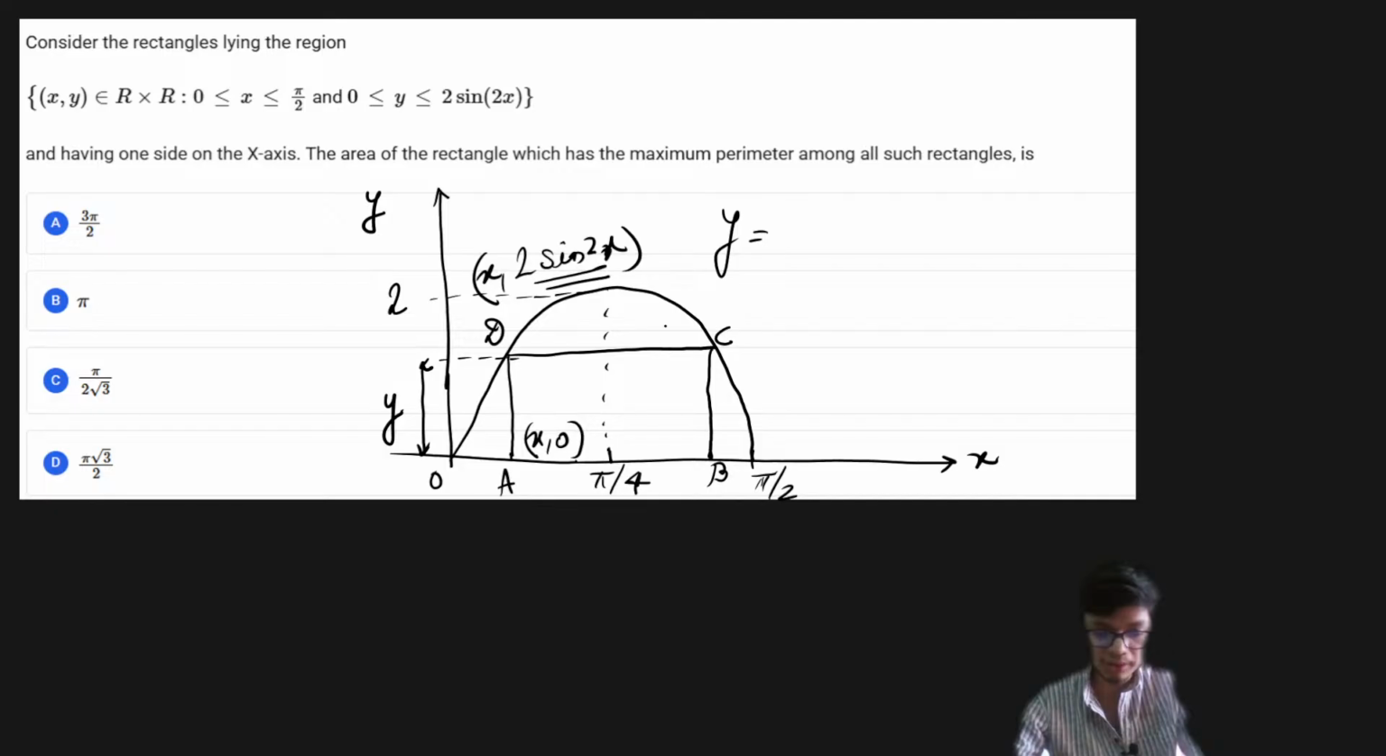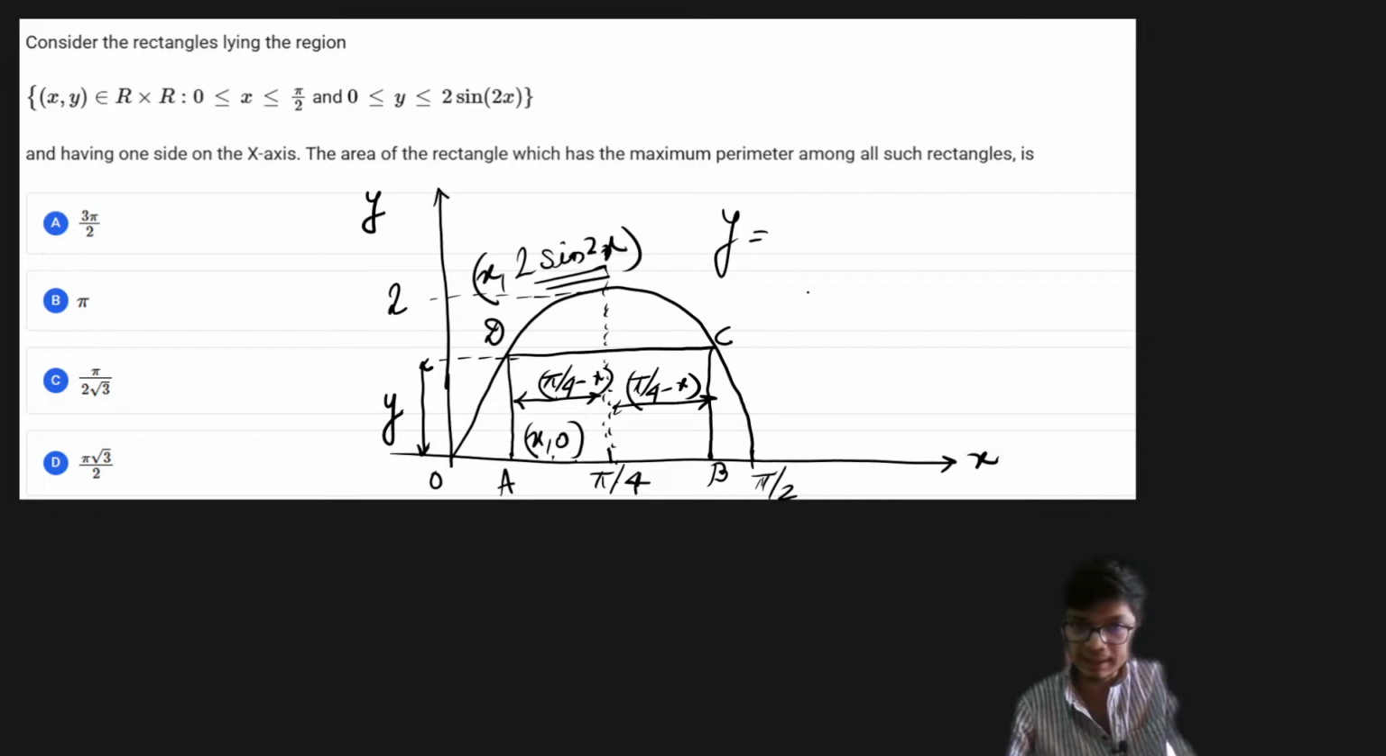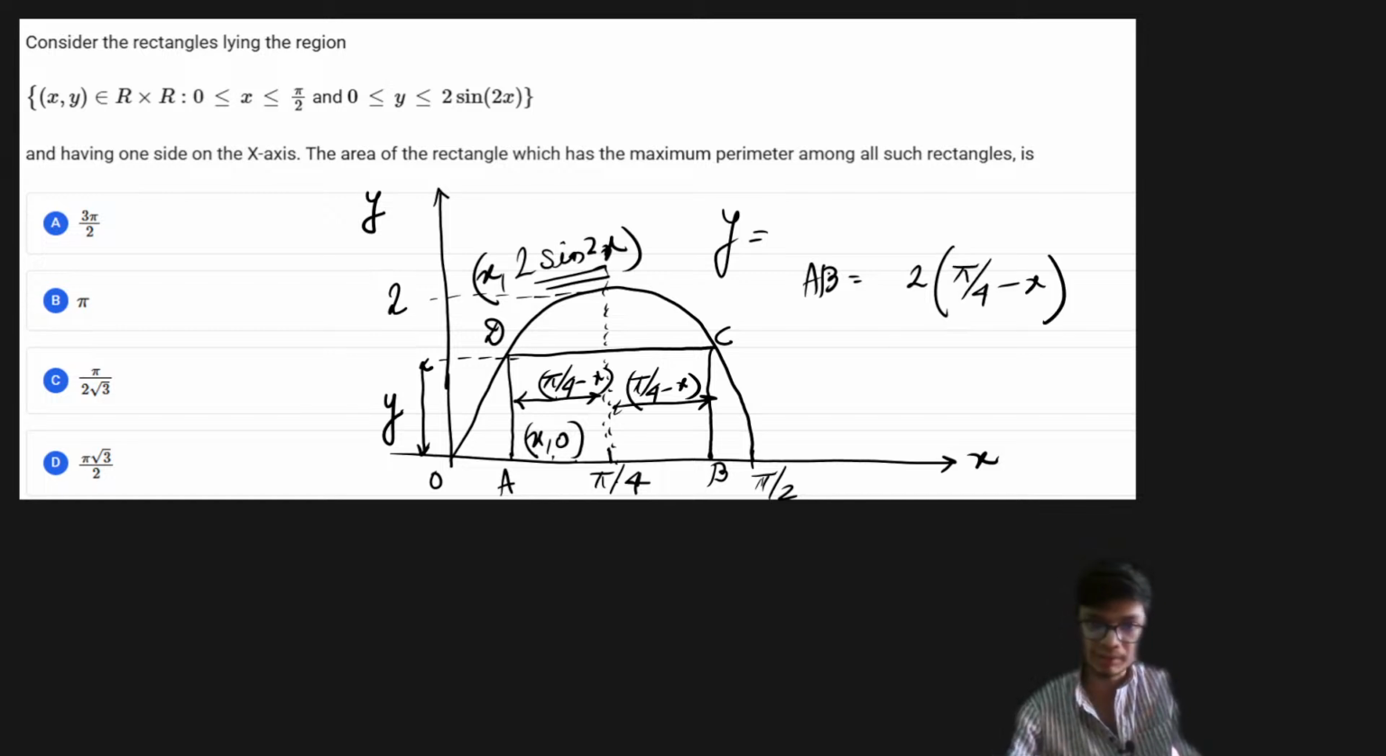Now, for the side AB, since this is a rectangle and it has to have the maximum perimeter, it is only possible when I make it symmetric about the line x equal to pi by 4. If it is symmetric about this line, this particular distance is pi by 4 minus x. Therefore this distance also should be pi by 4 minus x. So your AB side has the distance 2 times pi by 4 minus x, and I have the AD distance.